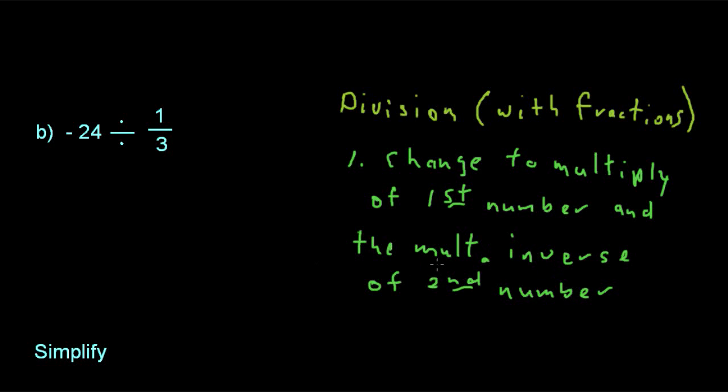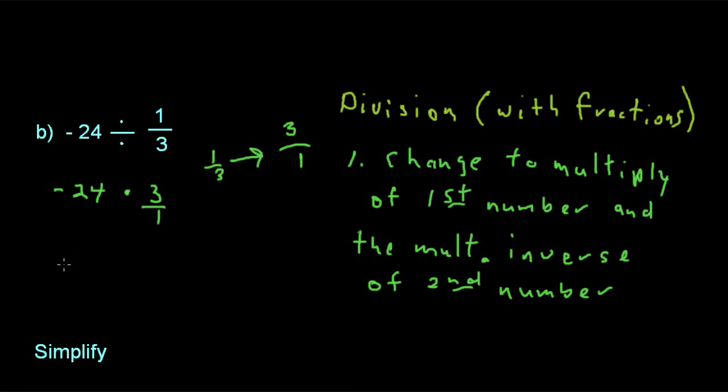All right, so back to our problem, we have negative 24, so we're going to rewrite that as negative 24, no change with the first number, but we want to change it to a multiply now. And we want to take the multiplicative inverse of 1/3. And remember, the quick and easy way of finding the multiplicative inverse is it's already a fraction, and all we need to do is just flip it upside down. So the multiplicative inverse of 1/3 is 3/1, and so we're going to multiply by 3/1.